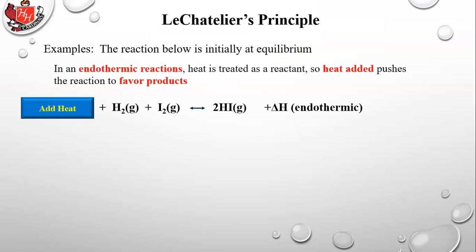Okay, now let's talk about heat, changing temperature. In an endothermic reaction, heat is treated as a reactant. So heat pushes the reaction to favor products. In other words, if a reaction wants to take in heat, that's what an endothermic reaction is, then if you add heat, the reaction likes that. If it wants to go from left, that's H2 and I2, over to the right, to HI, if you add heat, it will help it to do that because it is an endothermic reaction. It wants to take in heat. So adding heat will move the reaction to favor products, that is from left to right. That's if it's an endothermic reaction.